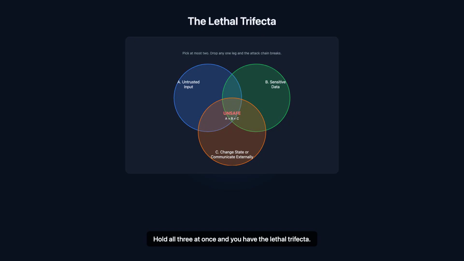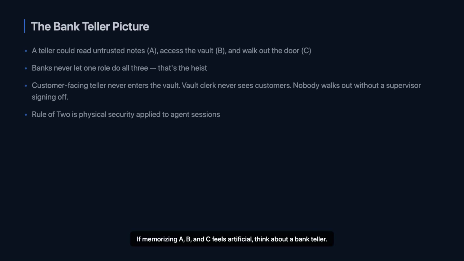Hold all 3 at once and you have the lethal trifecta. An attacker plants a prompt injection payload in the untrusted input. The agent reads sensitive data, then either exfiltrates it externally or takes a damaging action internally. Drop any one leg and the attack chain breaks. That's the whole rule.